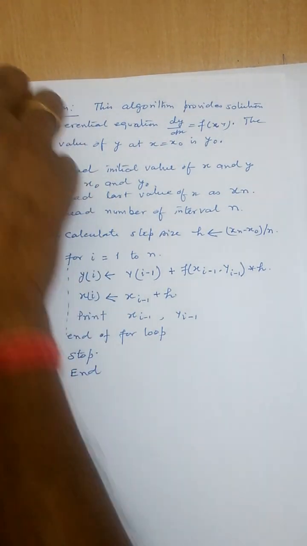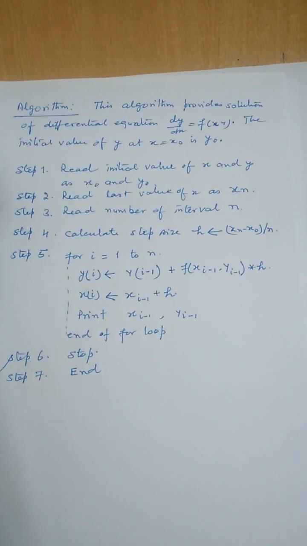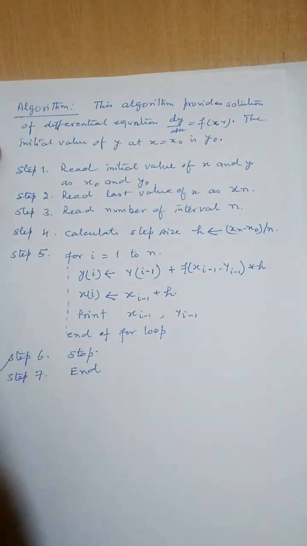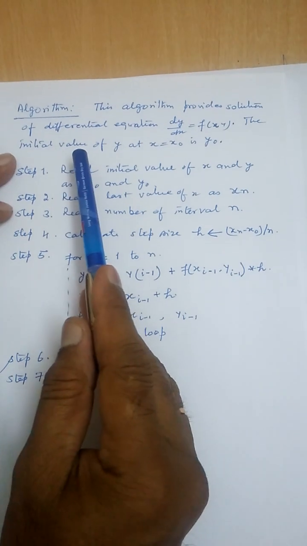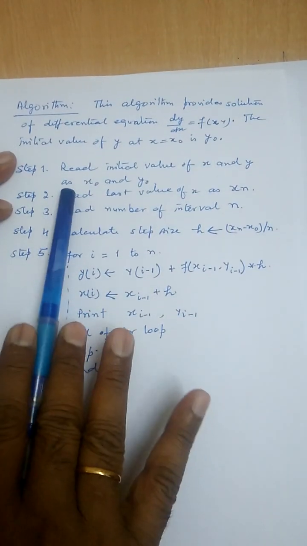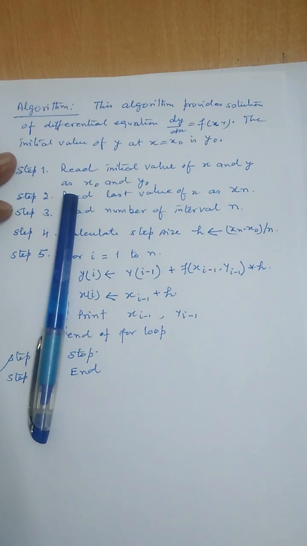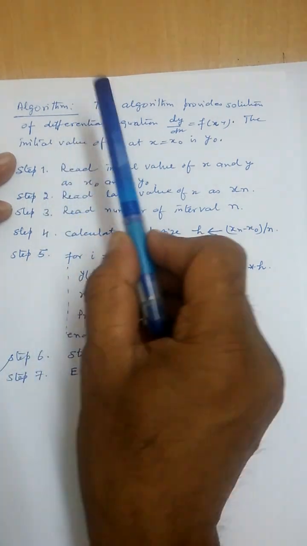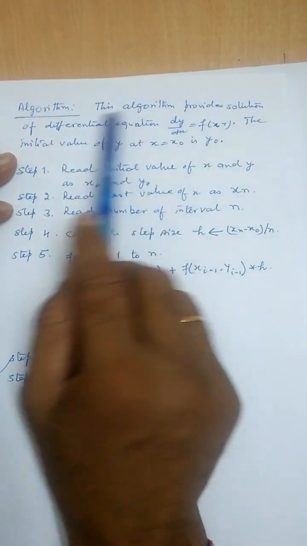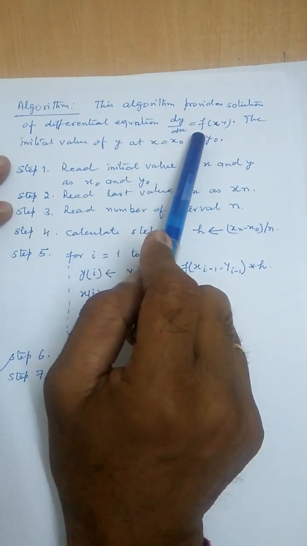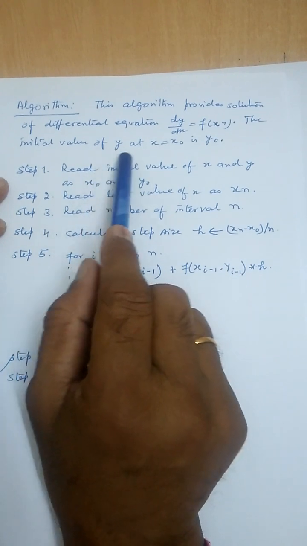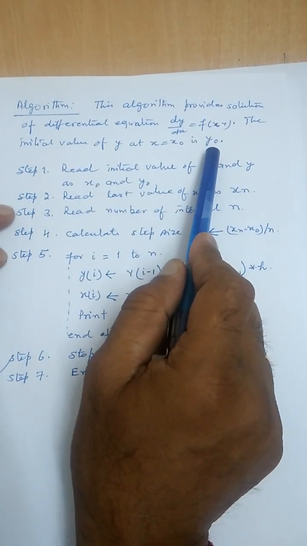Here is the algorithm which we can use to solve any given problem. The very first statement when we write any algorithm is what can be done with that particular algorithm and what are the knowns. So I have written here, this algorithm provides the solution of the differential equation dy/dx = f(x, y). The initial condition, the value of y at x equal to x0, is y0.